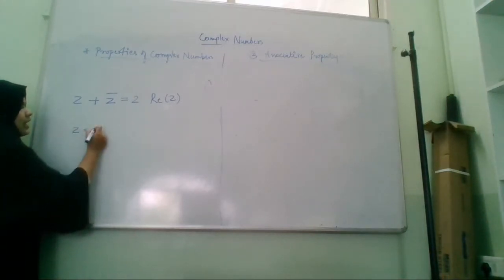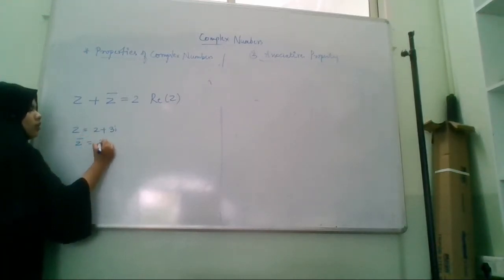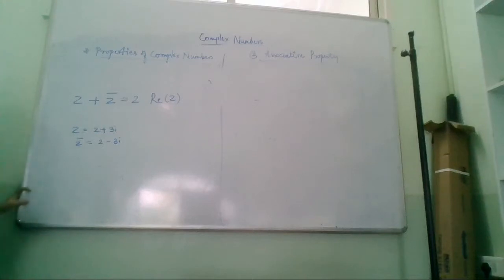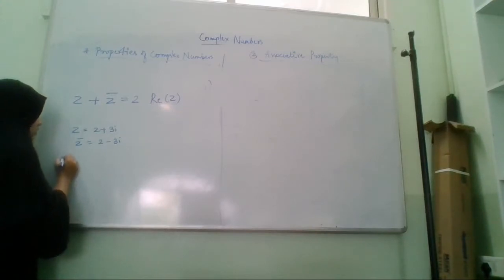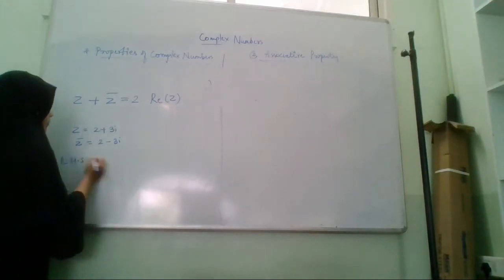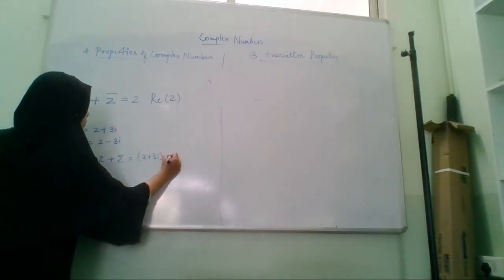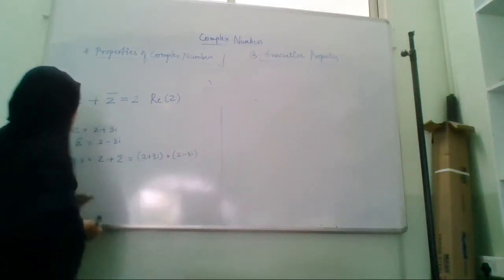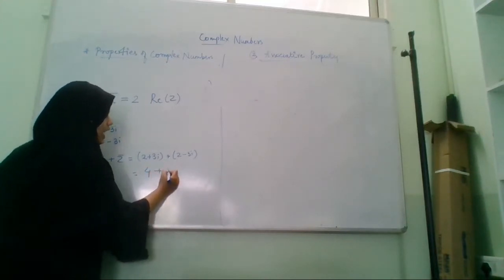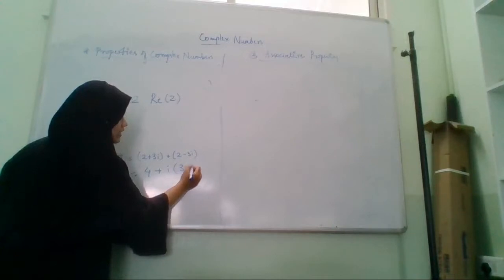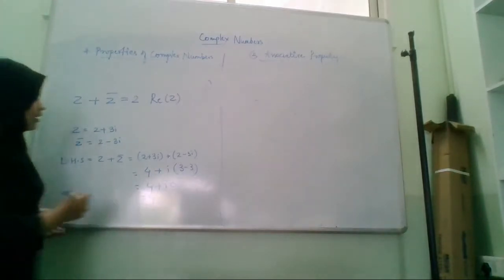Suppose Z is 2 plus 3i. Then what will be its conjugate? Conjugate will be 2 minus 3i. Now what we have to do? We have to take its addition. So your LHS is Z plus Z bar, which is equal to 2 plus 3i plus 2 minus 3i. Here 2 plus 2 is 4, plus taking i common, 3 and here it is minus 3, right? So 4 plus i of 0. So this will be 4 only.